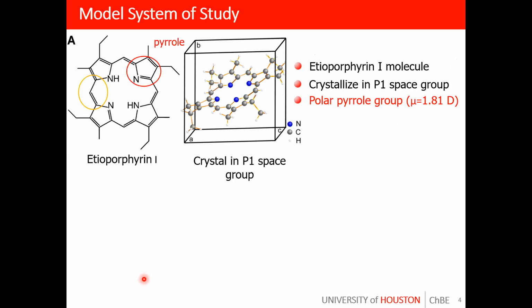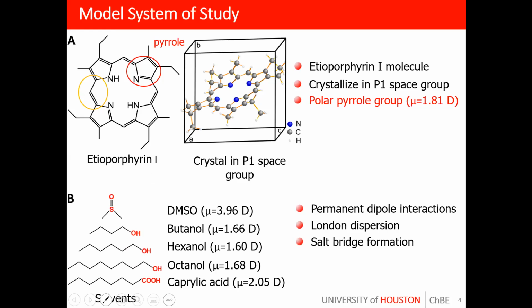And we choose an organic molecule, ethylporphyrin 1, as a model solute to understand several different kinds of solid-solvent interactions from a line of 5 organic solvents, again having several different kinds of groups to highlight the role of different kinds of interactions. So ethylporphyrin 1 has 4 polar pyrrole groups as shown here, and it also has non-polar groups like methyl, ethyl, and methine groups.